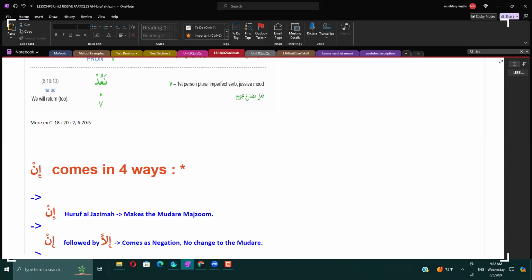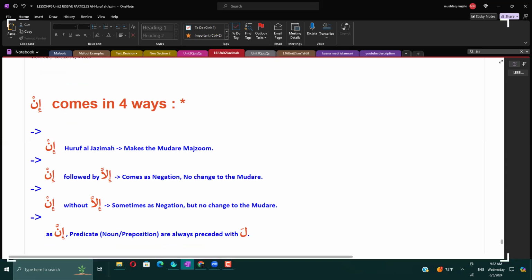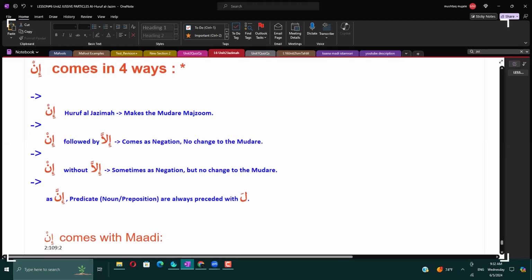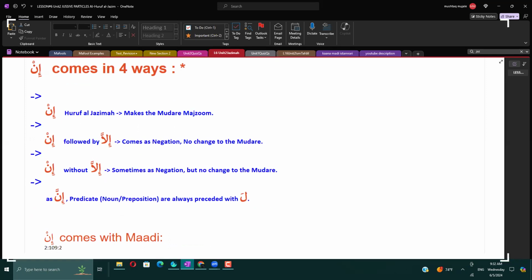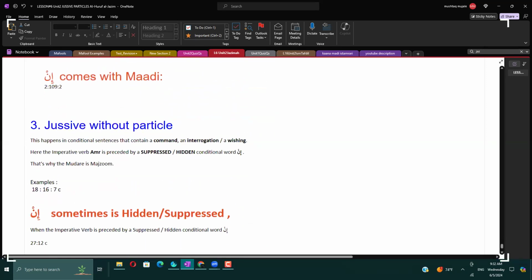And in comes in four ways. In with Huruf Jazimah makes the mudare majzoom. If in is followed by illa, it comes as negation, with no change to the mudare. And inna, with predicate, noun or preposition, is always preceded with a lam. We'll take the examples, and you'll understand, inshallah.